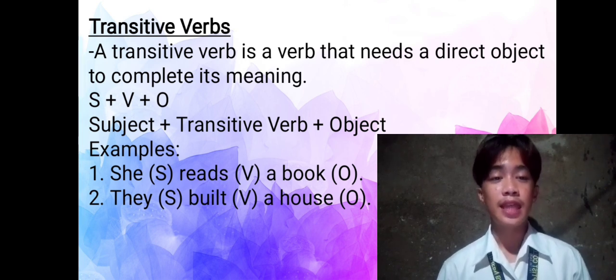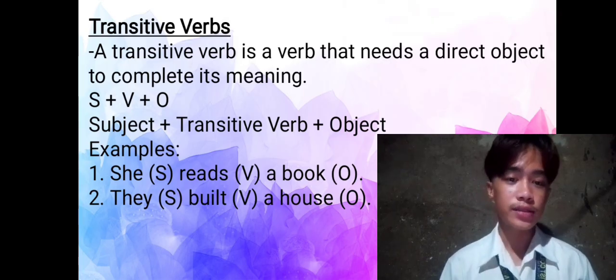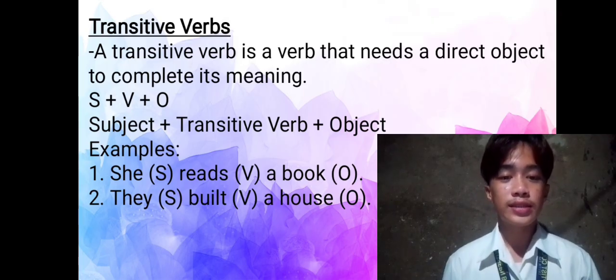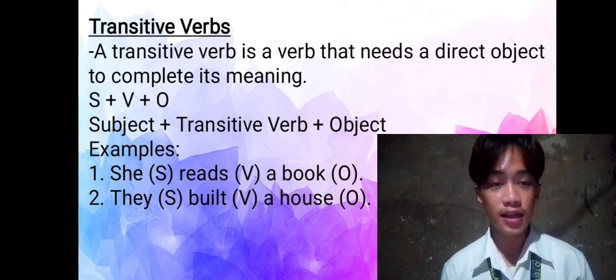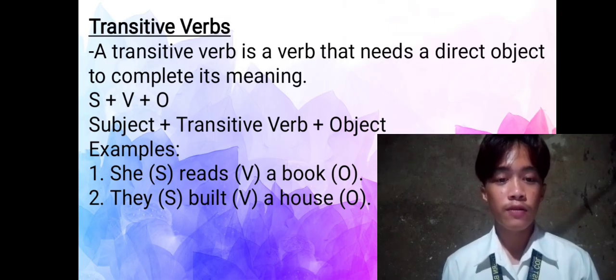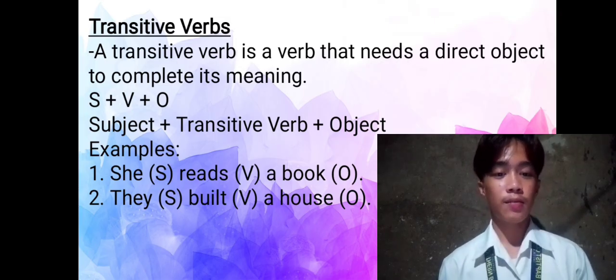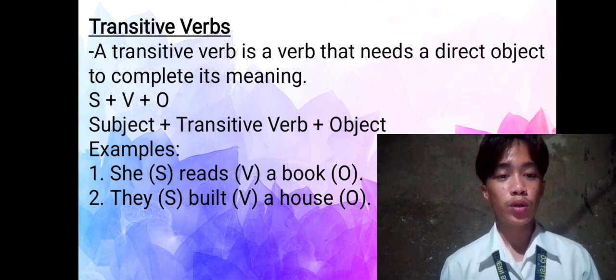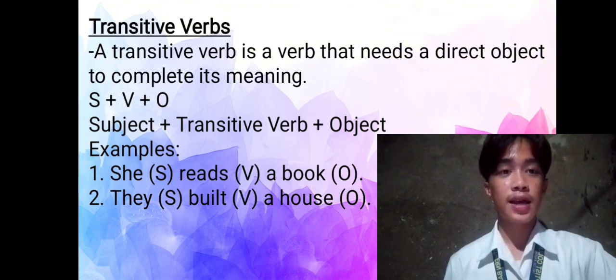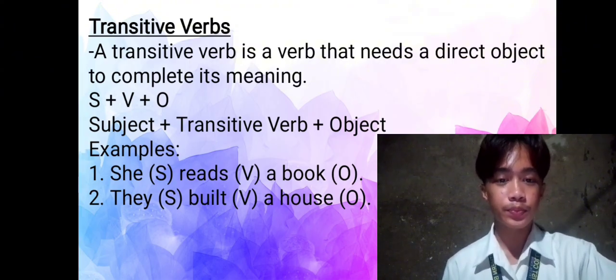Next, they built a house. So our subject here is they, our transitive verb is built, and our object here is a house.